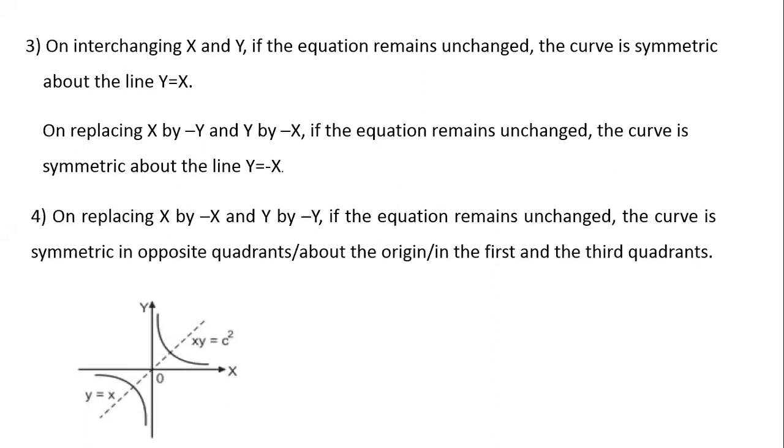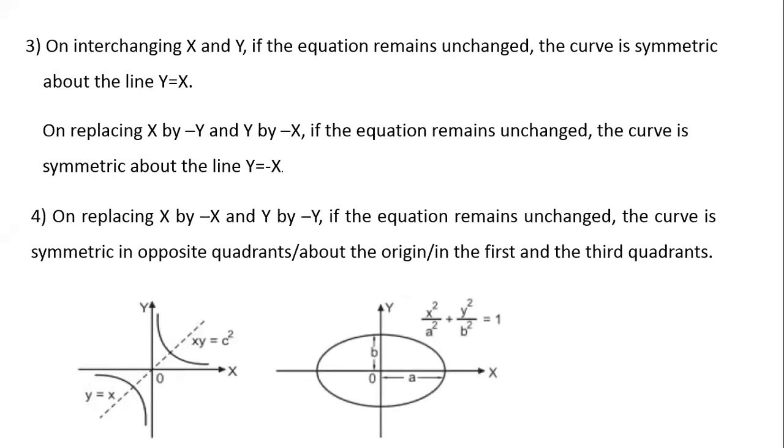But now see here, this is the case, xy equal to some constant, and you can see the curve is going to exist in only the first and third quadrants, and it is symmetric about the line y equal to x, as property number 3 is satisfied. So you can interchange x and y, the new equation will be y into x is equal to c square, it remains unchanged, and thus the curve is symmetric about the line y is equal to x.